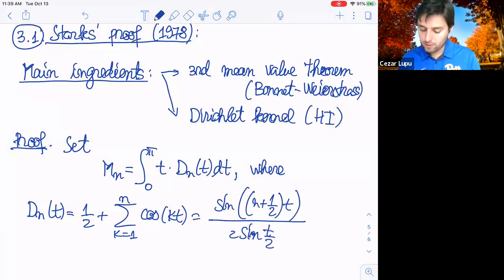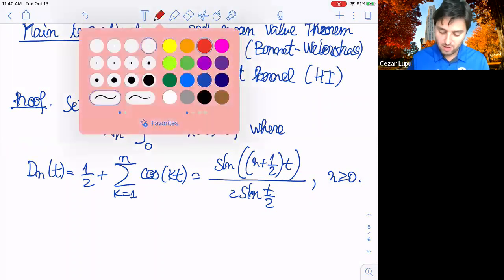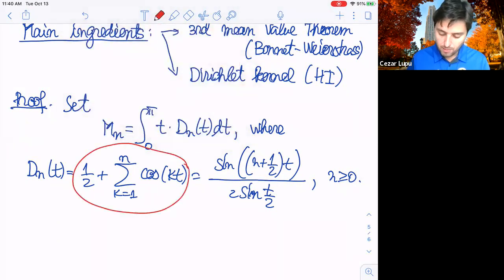Okay, so we have this, and this is the Dirichlet kernel. And now what we're going to do is the following. We're going to take this expression, that's the trick here. I'm going to take this one here and plug it in here, to see what's going on.